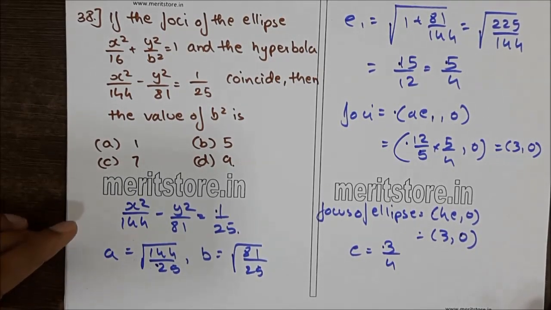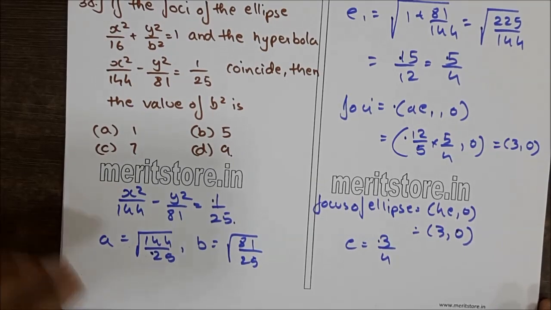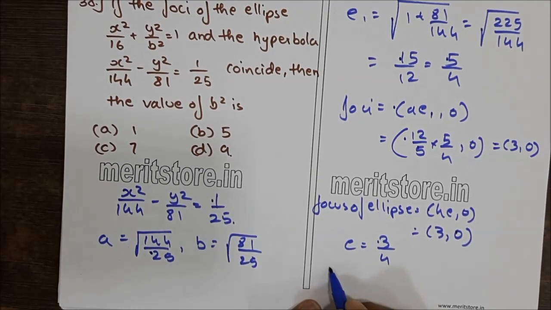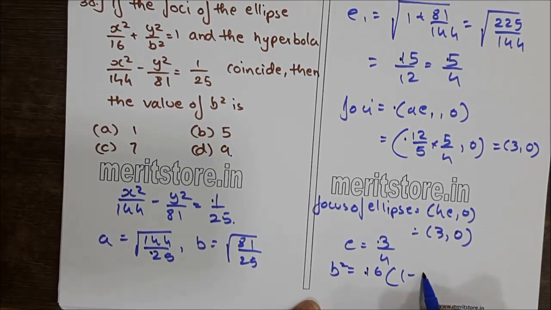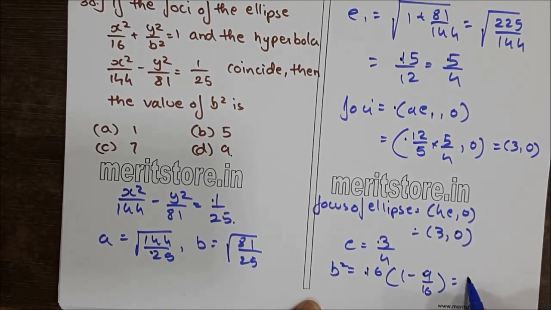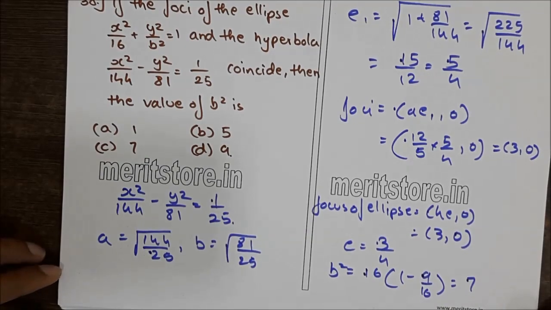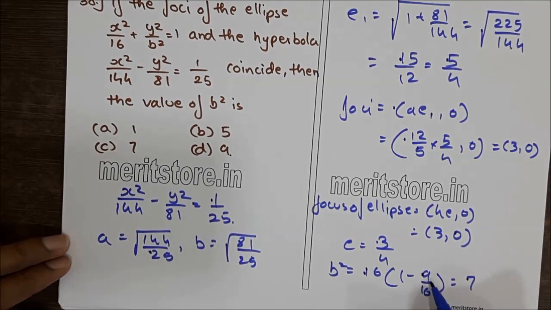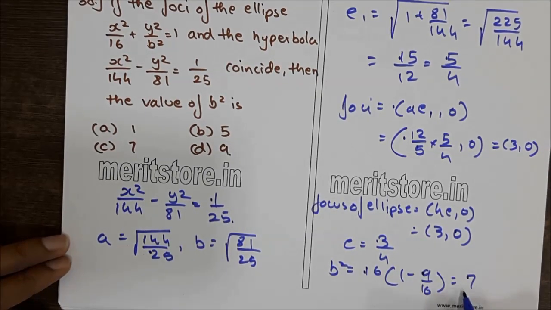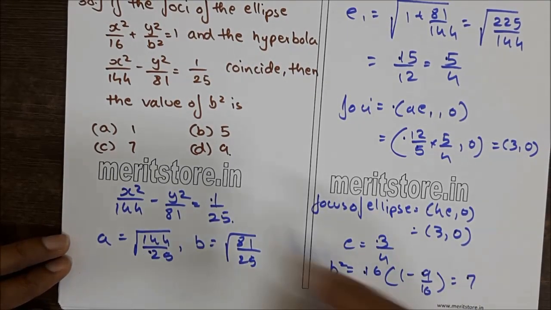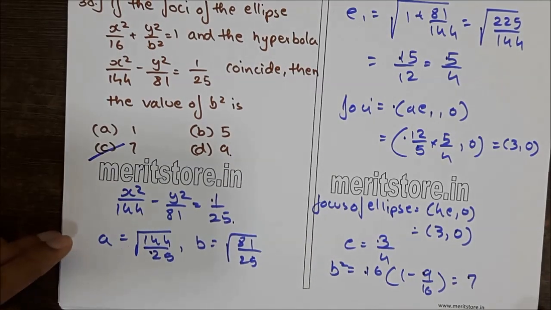So b square is equal to 16 times 1 minus 9 by 16, which gives 7. Please note that we use the formula b square is equal to a square into 1 minus e square. Solving this, we get 7, which is our option C. Therefore, option C is the correct answer.